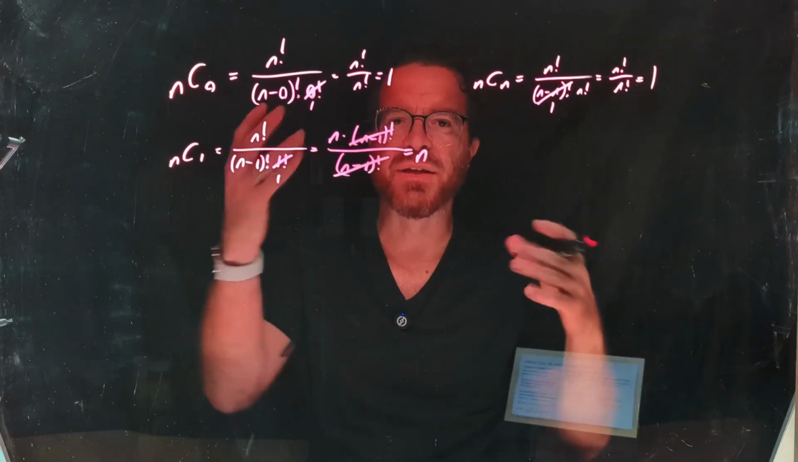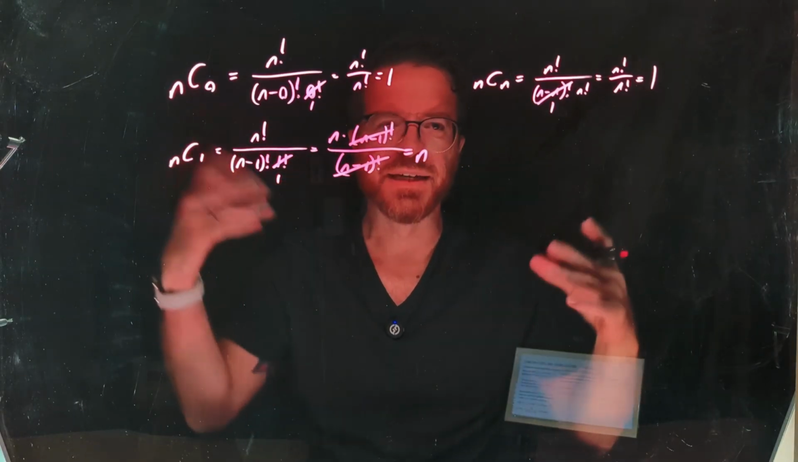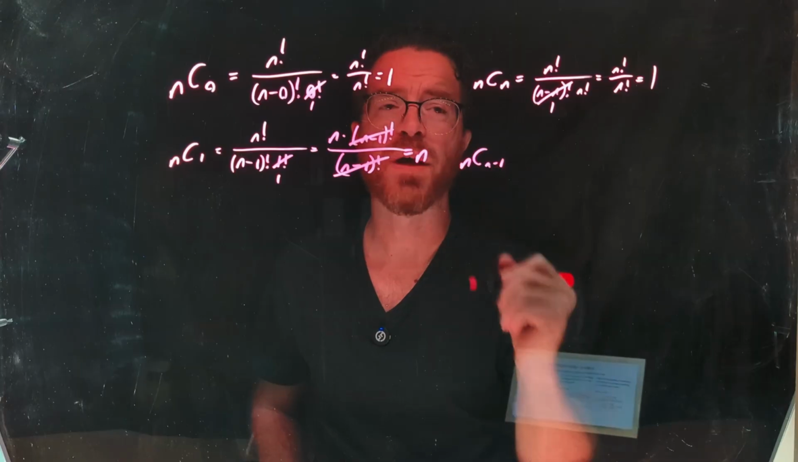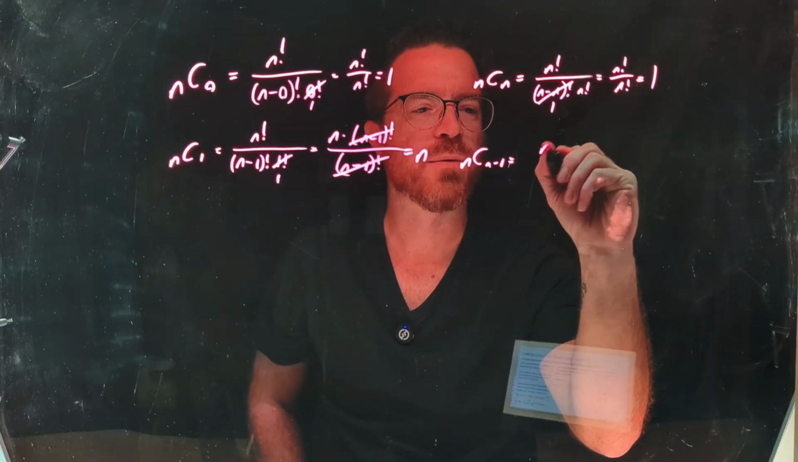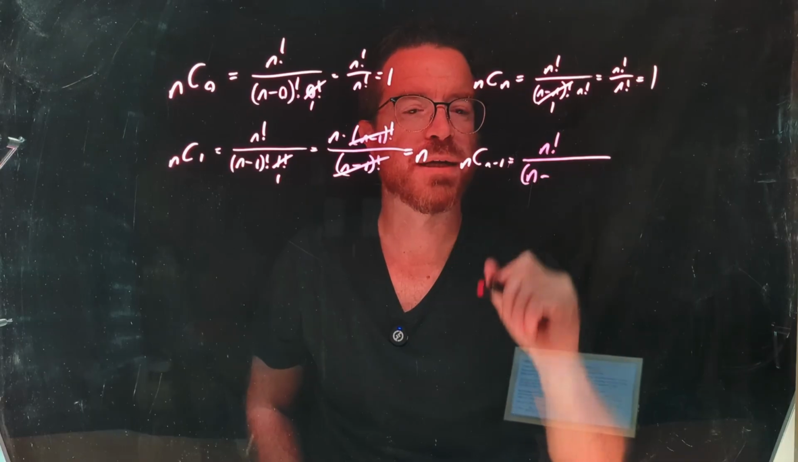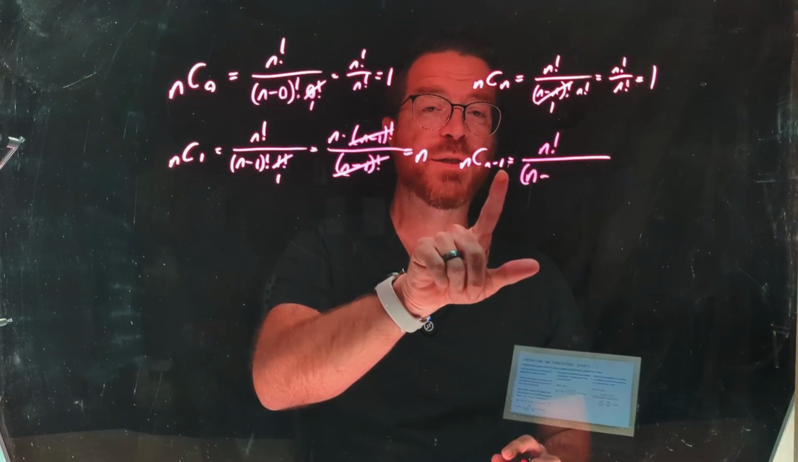And the last one I'll do, and then you can kind of see that it extends from there. If I have n choose n minus 1, this is going to be equal to n factorial over n minus, so now I have to do n minus 1.